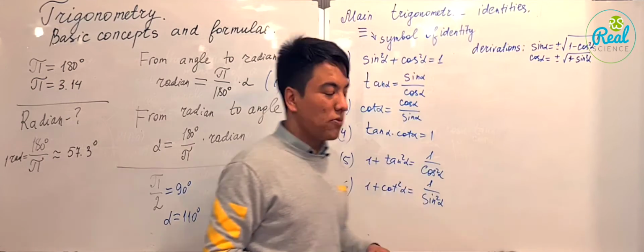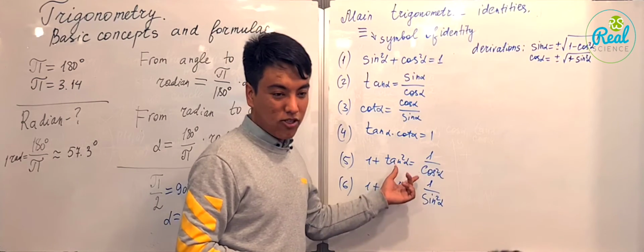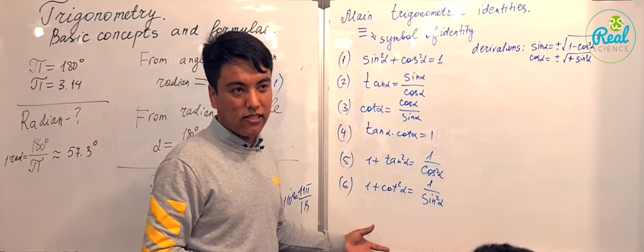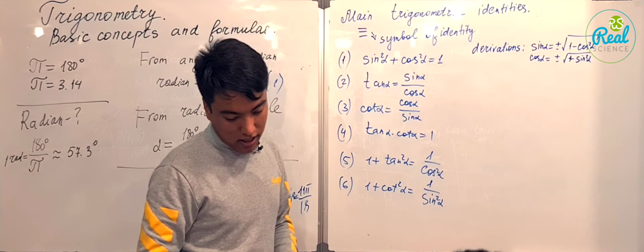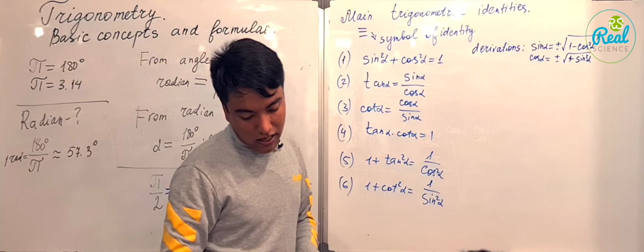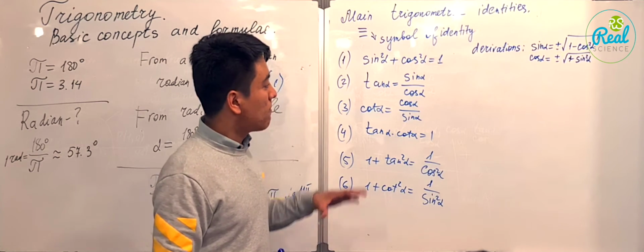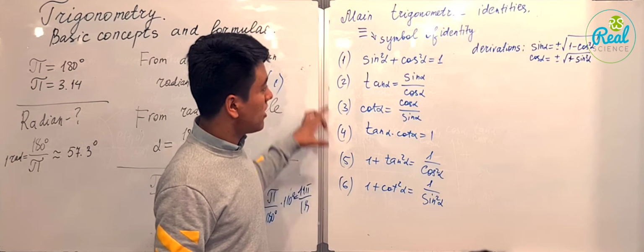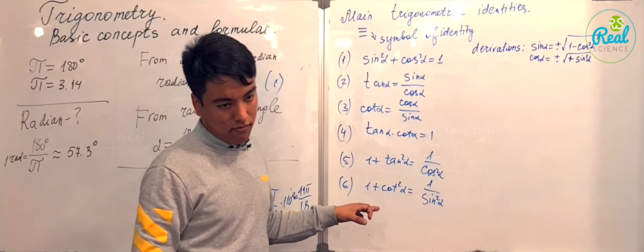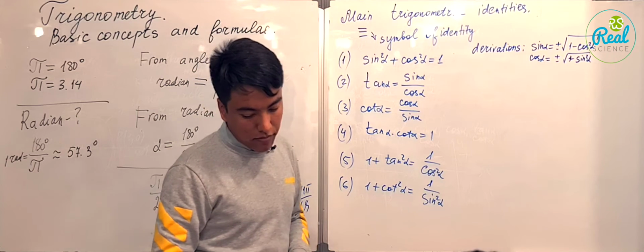You can create new identities from here too, just by changing the places of sine and cosine. Okay? I think for now it's enough. There are many, but the main trigonometric identities are 6. That's it. Okay?